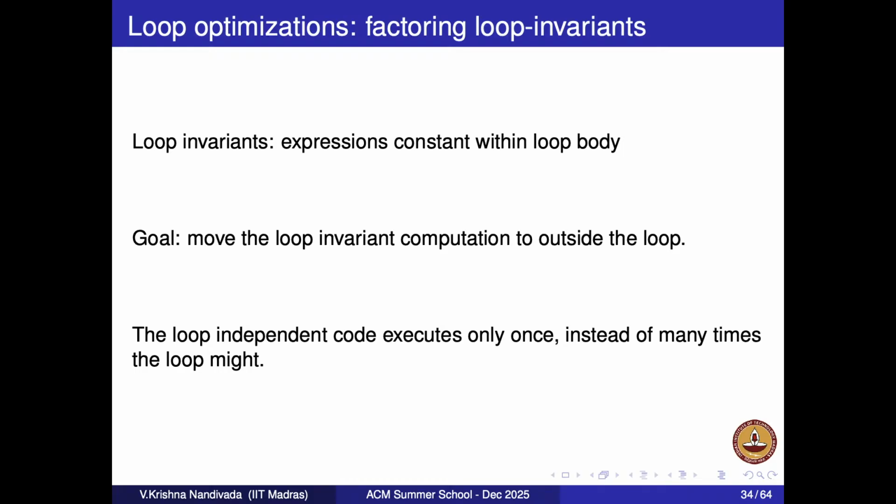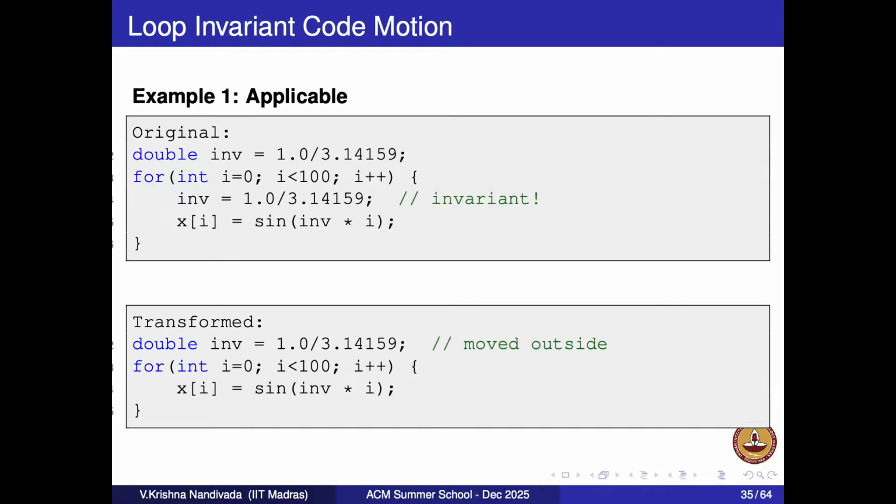If there is some expression which is computed inside a loop and there is a guarantee that its value remains invariant, then why are we computing it in the loop again and again? What can I do? Move it out. Compute it before, use it in the loop, right? What's the advantage? That expression is evaluated only once instead of many times in the loop. Okay, let's take a simple example to start with.